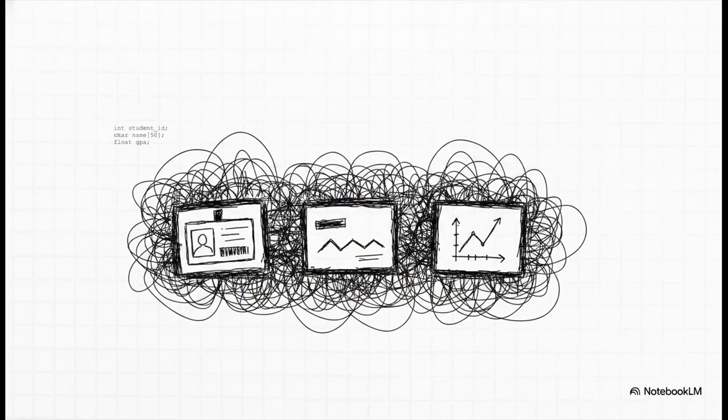Well, one way you could do it is by just creating a bunch of separate variables. You've got an integer for the ID, an array of characters for the name, and a float for the GPA. But see the problem? There's nothing here in the code itself that logically links these three things together. They're just floating around. As your program gets bigger, this gets really messy really fast.